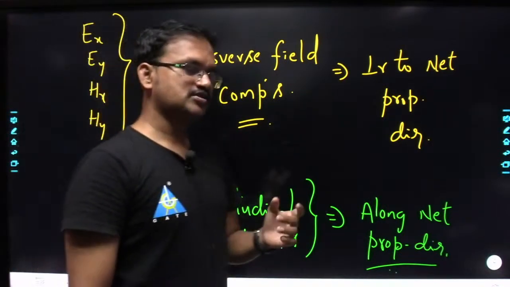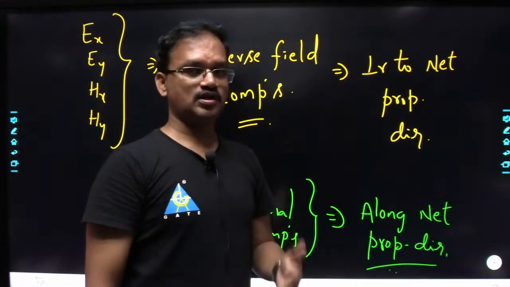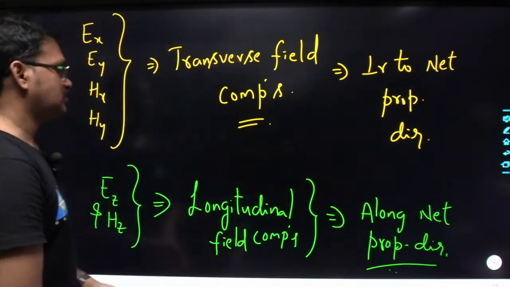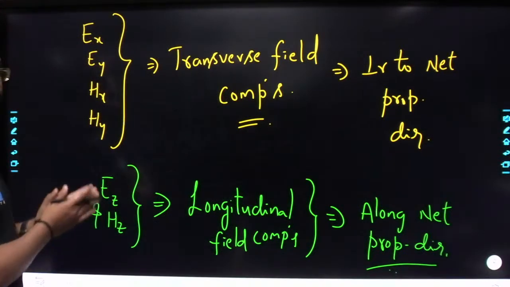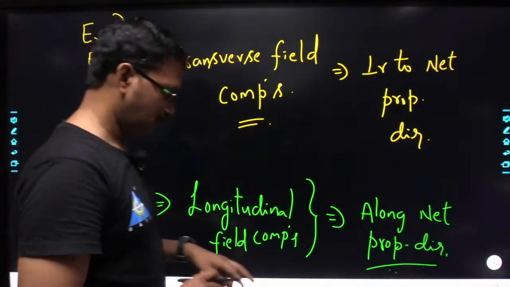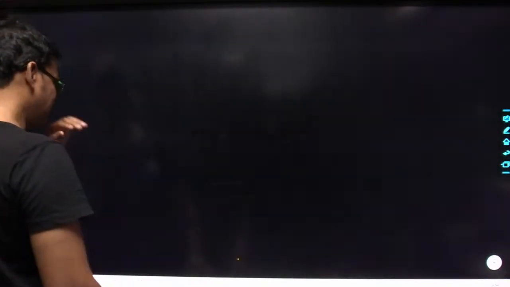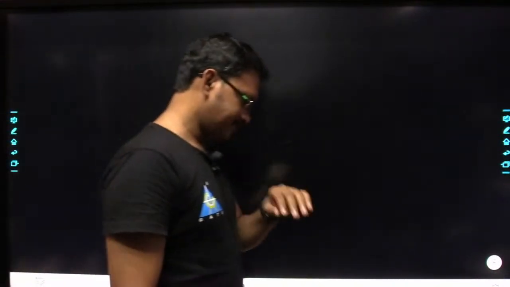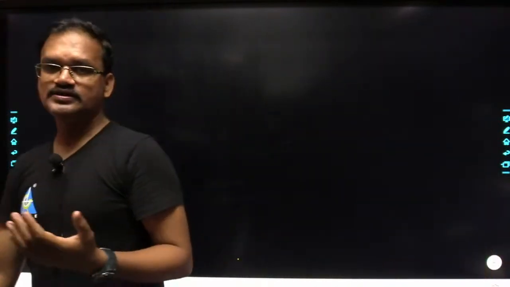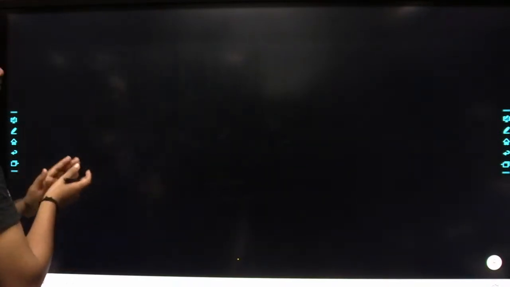With the help of Maxwell's equations, we can relate these transverse field components and longitudinal field components. We are not going into those derivations. Here I am just going to give you the relation between the transverse field components and longitudinal field components. We can represent all the transverse field components in terms of the longitudinal field components. I will give those equations.